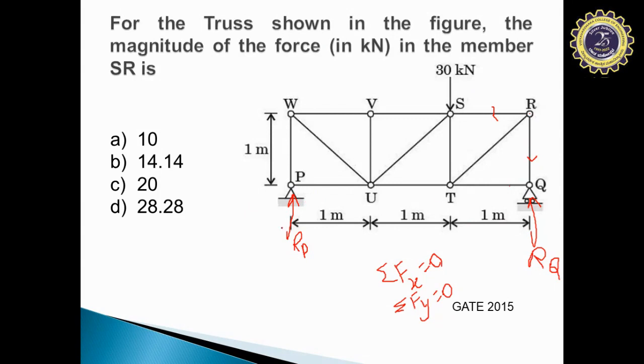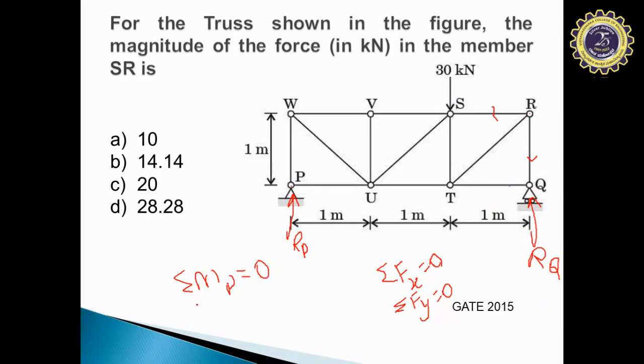Now first, how to find the support reactions? We can make use of equilibrium equations. Let us take sigma M at P. What happens if we take sigma M at P? Sigma M at P, we know, is equal to 0. When we equate the moment at P to 0, we have one load at S and one reaction at Q. Considering these two in this equation, we can find RQ, that is, the reaction at Q.